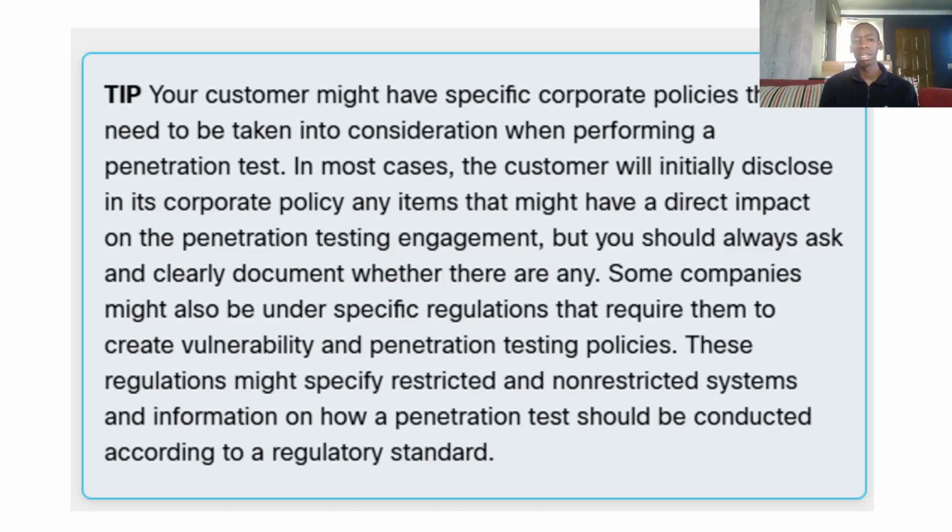Some companies might also be under specific regulations that require them to create vulnerability and penetration testing policies. These regulations might specify restricted and non-restricted systems and information on how a penetration test should be conducted according to a regulatory standard. This doesn't seem difficult.